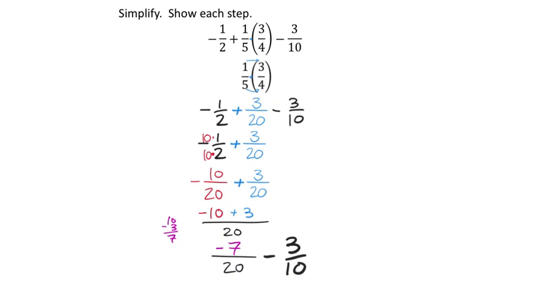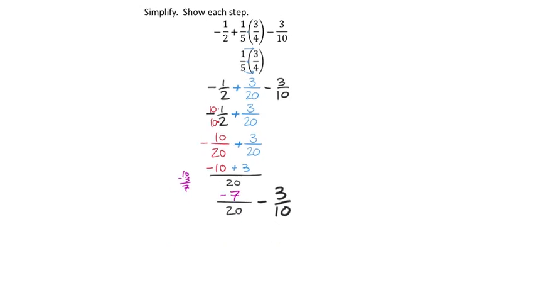So once again, I see that my denominators do not match. So I'm going to take the 3/10, and I'm going to multiply the 10 by 2 to match a denominator of 20. But 3 times 2 there would be 6. Now that's a minus sign between. We'll keep that. So now I've got negative 7/20 minus 6/20. And then this would be a common denominator of 20.